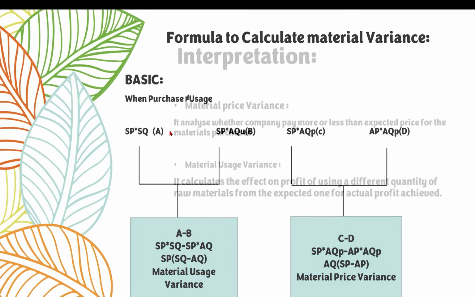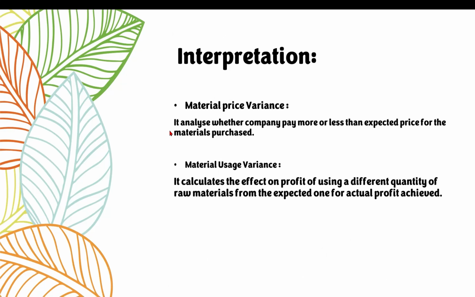Alright. If we talk about the F5 student, let's first complete this one, the interpretation. If we are calculating the material price variance, what does it mean? It means the company is analyzing the impact on profit when the company pays more or less than the expected price of the material purchased, right? Again, if the situation is better than we expected, it will be favorable, and if the situation is worse than expected, it will be adverse. Similarly, if we talk about the usage variance, it calculates the effect on profit of using a different quantity of raw material from the expected one for the actual profit achieved.